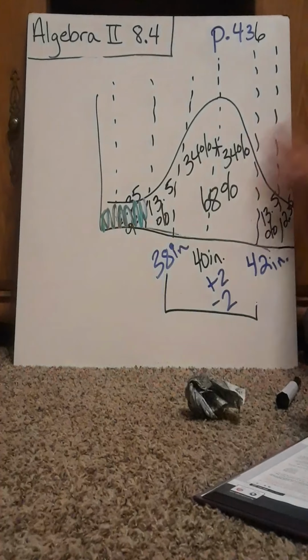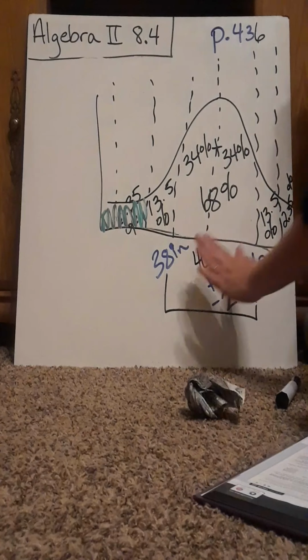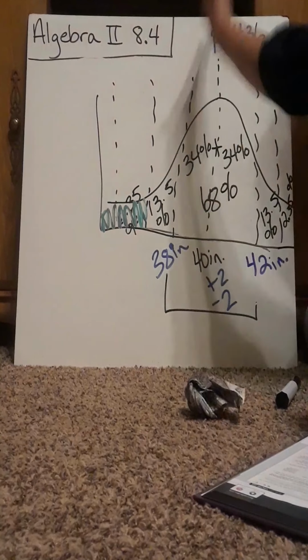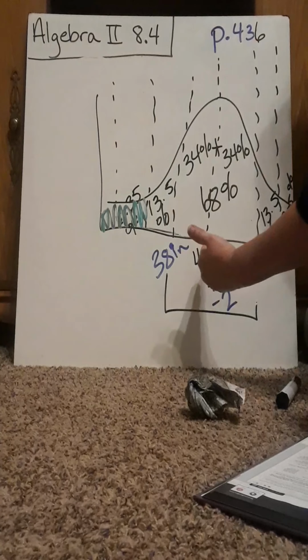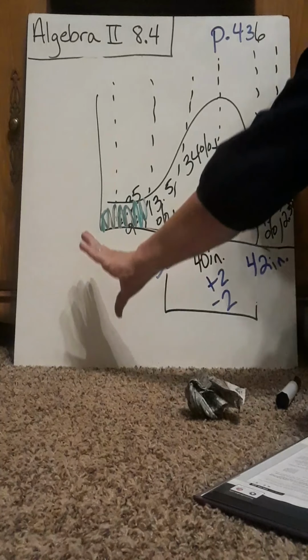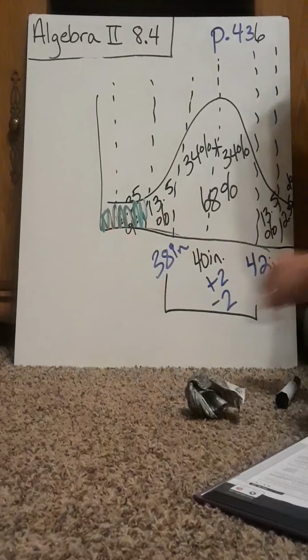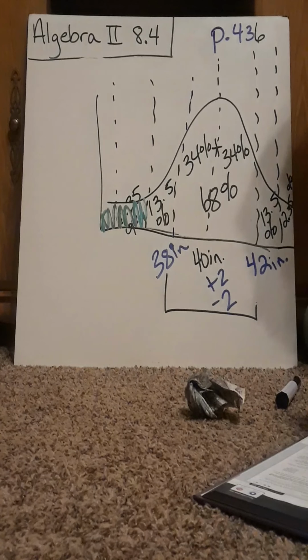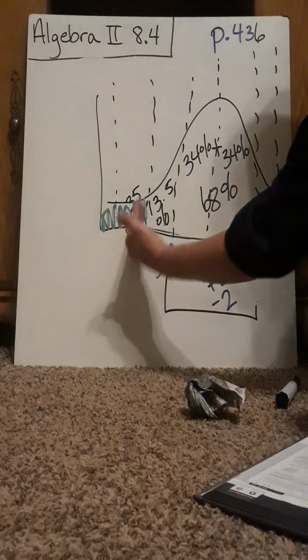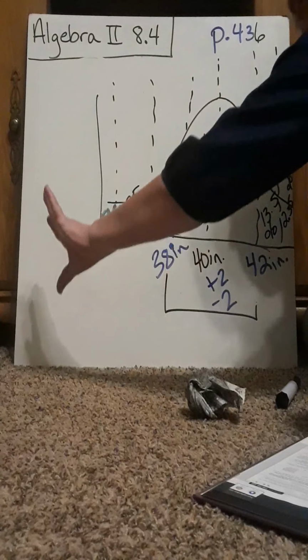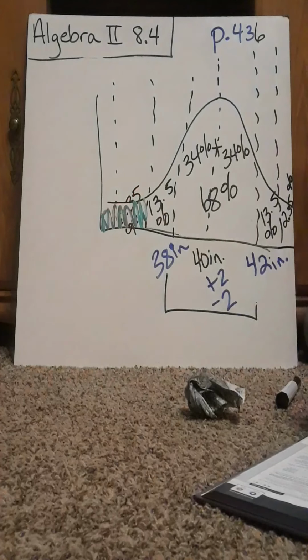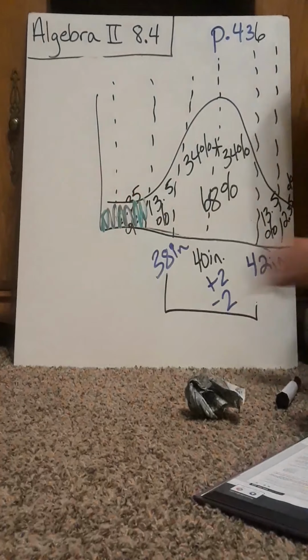These are our bigger chest circumferences. These are our middle, average, normal chest circumferences. And these are our smaller chest circumferences. Our smallest 2.5% of our chest circumferences is going to be from here to the left. That's your smallest 2.5%. So we need to figure out what that number is going to be.